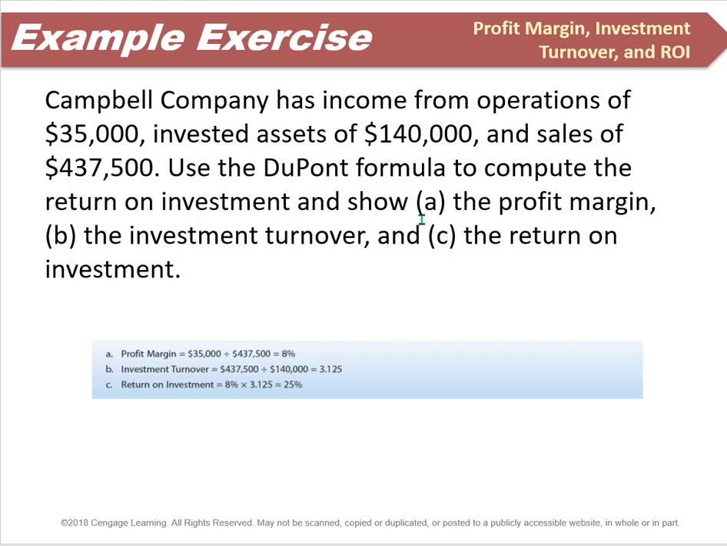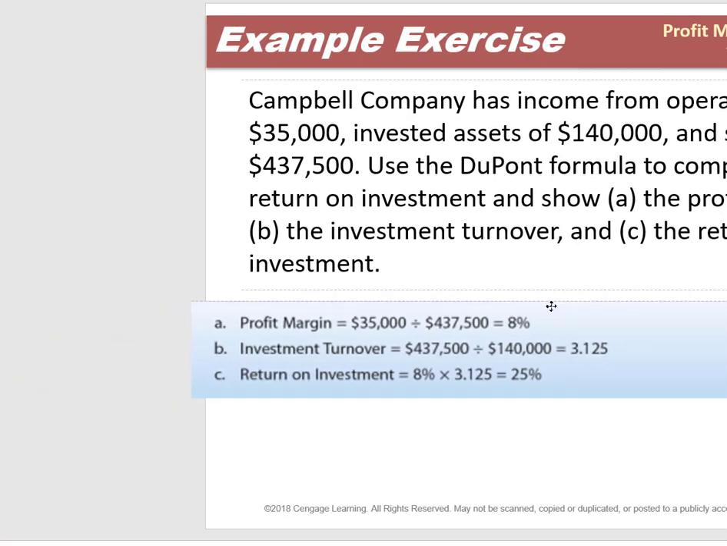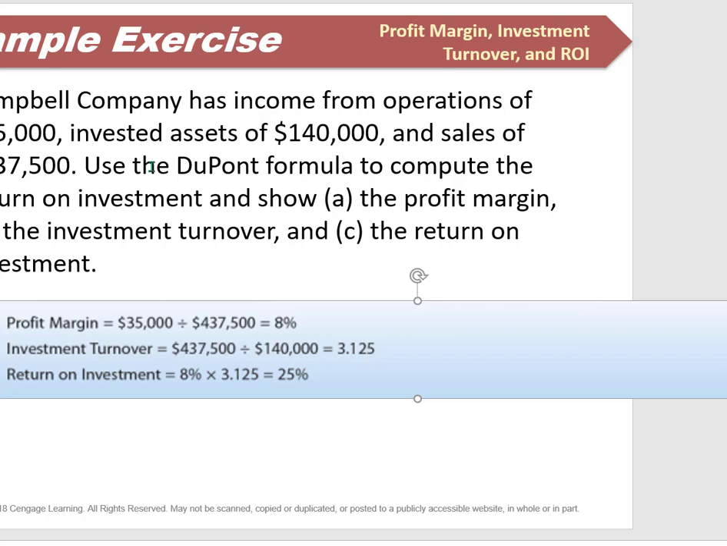So use the DuPont formula and show the profit margin. Profit margin is 35,000 divided by 437.5. Correct? Investment turnover is sales, 437.5, divided by assets. So how many times does our assets go into the sales number? 3.125. Now this standing on its own doesn't mean anything until you can compare it to a similar company or to this company last year.